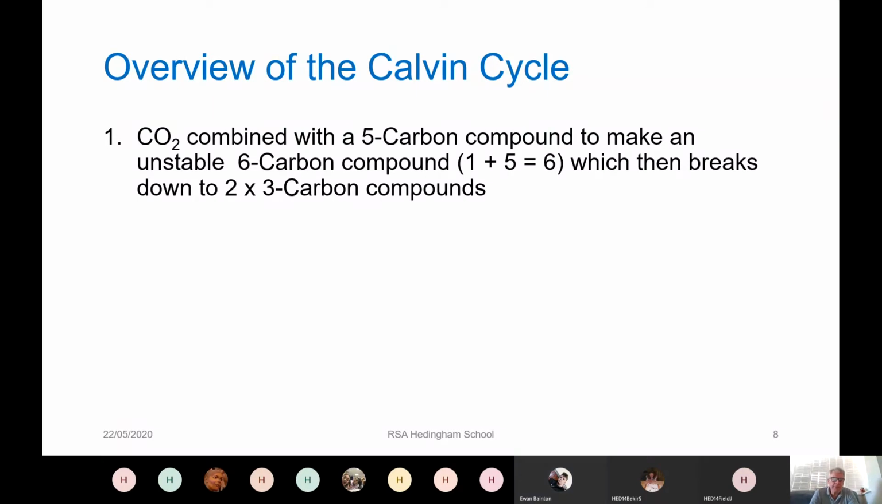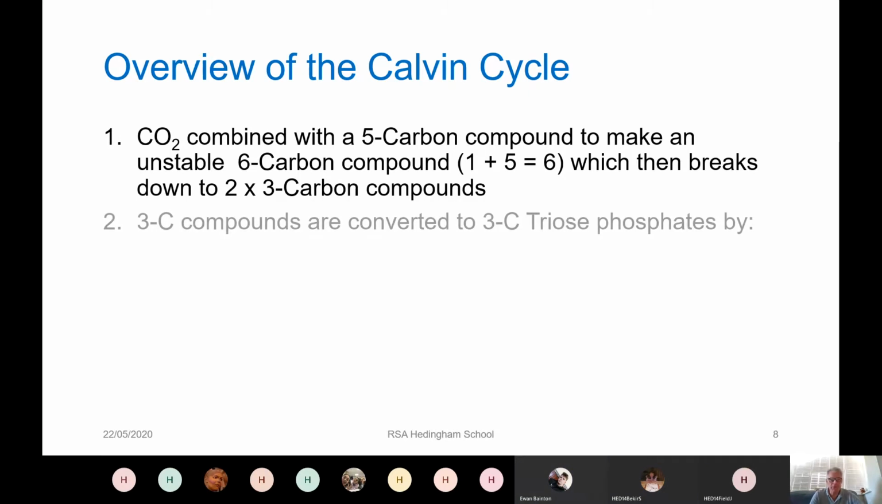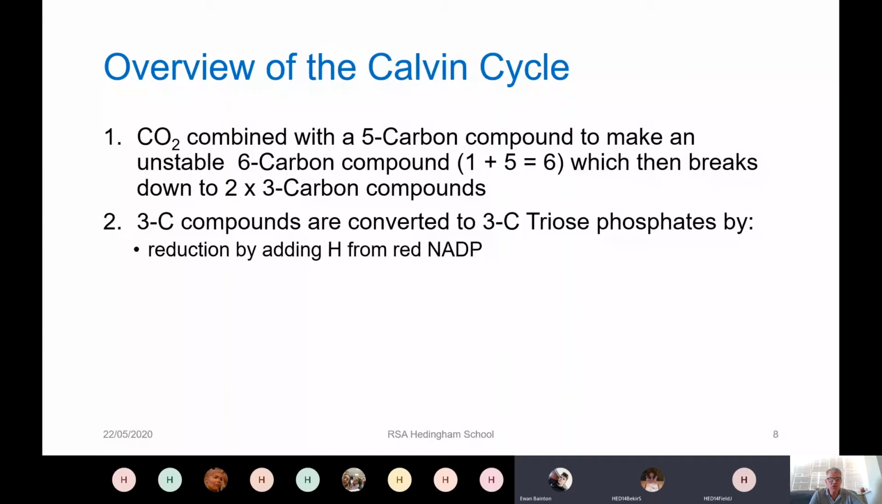So first of all, CO2 combines with a 5-carbon compound, RuBP, but that makes a 6-carbon compound, but nobody has ever been able to isolate that 6-carbon compound. So Calvin and Benson and Bassham weren't able to find this. So that's led people to conclude that it's unstable, and as soon as it forms, it breaks down into 2 3-carbon compounds. And the 2 3-carbon compounds are converted to a 3-carbon triose phosphate by reduction.